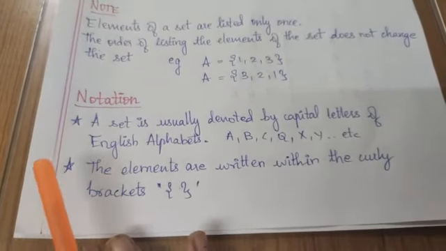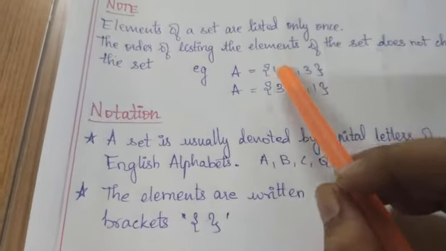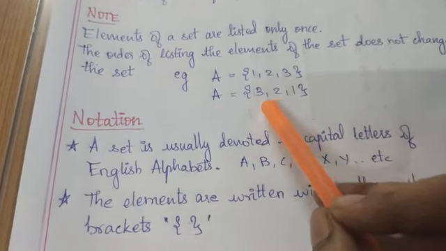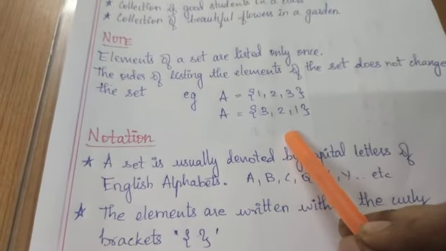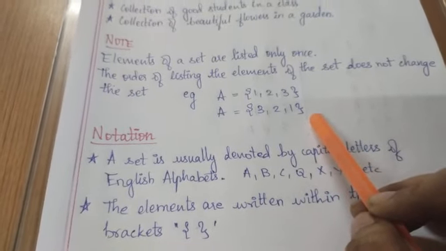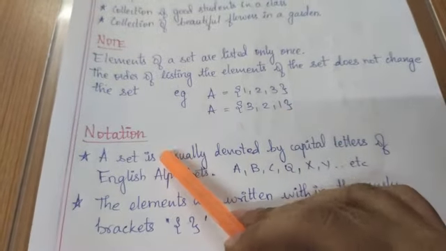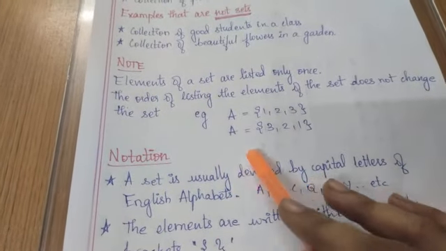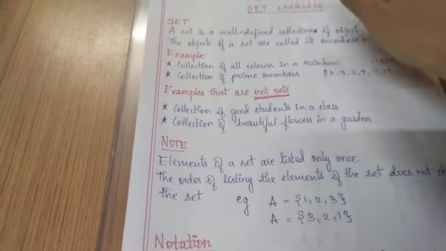Next, the elements are written within curly brackets. A is the set and 3, 2, 1 are all elements. The elements are enclosed within curly brackets. In a set, the elements are always enclosed in curly brackets and they are separated by commas: 3, 2, 1.